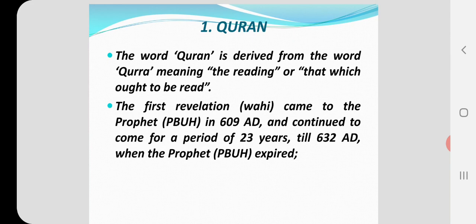Now, what is Quran? Quran, according to the faith of Muslims, is the book of God. The word Quran has been derived from the Arabic word Qura, that means the reading or that which ought to be read. This is the dictionary meaning of the term Qura. Therefore, this book, which Muslims believe to be the book of God, book written by God, is supposed to be read.